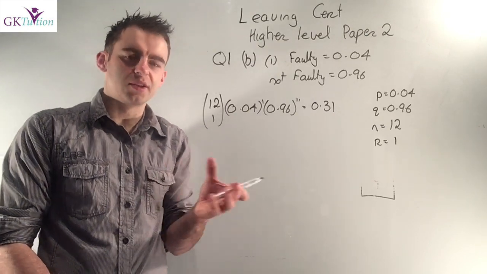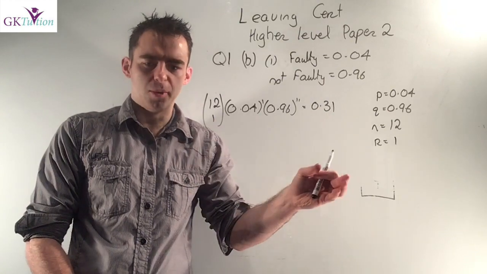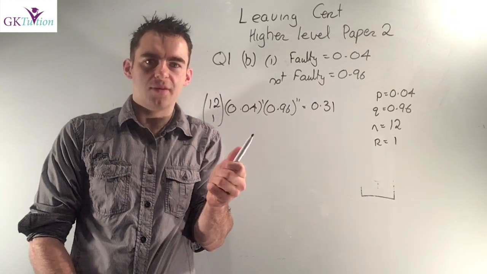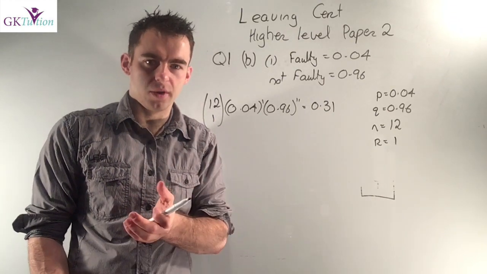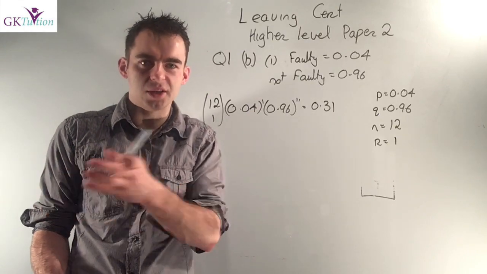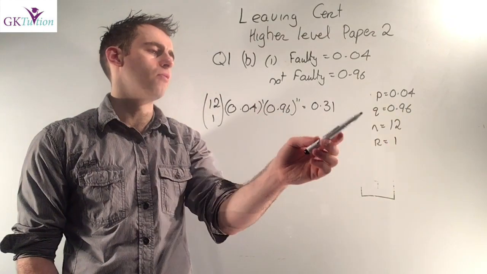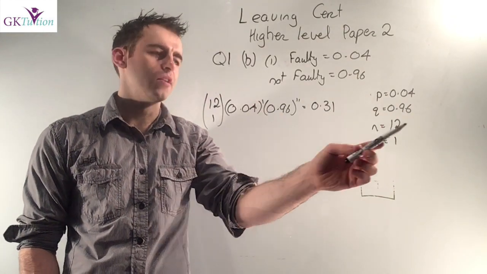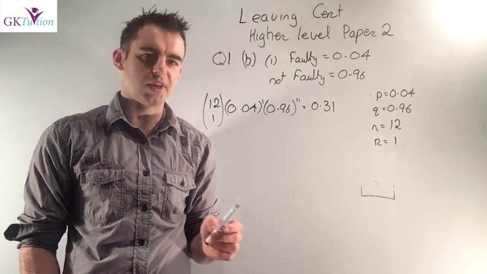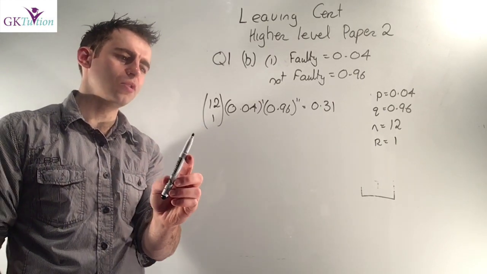So you should realize this is a Bernoulli trial. I'm going to take 12 pumps off the line, and one of the 12 will be faulty, but I don't know which one. So it's a combination. I don't know the order, which means I have to do a Bernoulli trial. Success is 0.04, failure is 0.96, the number of trials is 12, and the number of successes is 1. So it's 12, choose 1.